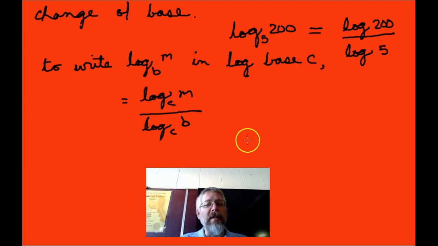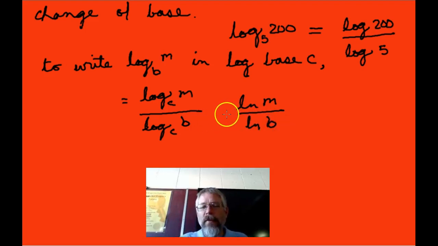And since our calculator uses base 10, that's going to be the most common log that we change to. Now the other one, and we haven't talked about this yet, but we'll be getting into it very quickly, is the natural log. So if I have ln, which is the natural log in base e, I can do the same thing. The natural log of m divided by the natural log of b. Okay? And it really doesn't matter. So go ahead and practice that.